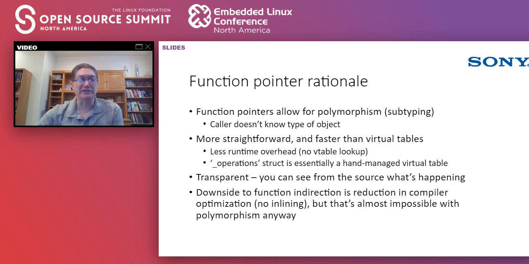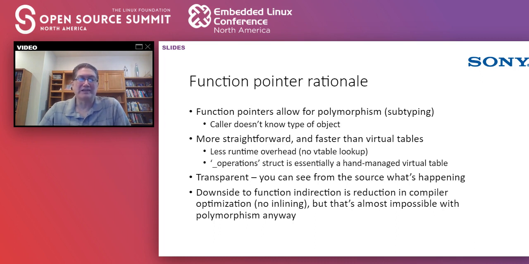Just the rationale for this, some of it is obvious, but function pointers allow for polymorphism. So the caller does not need to know the type of the object. The file handling code in Linux doesn't need to know whether it's an RTC device or some other kind of device. This is more straightforward and faster than virtual tables. There's less runtime overhead.